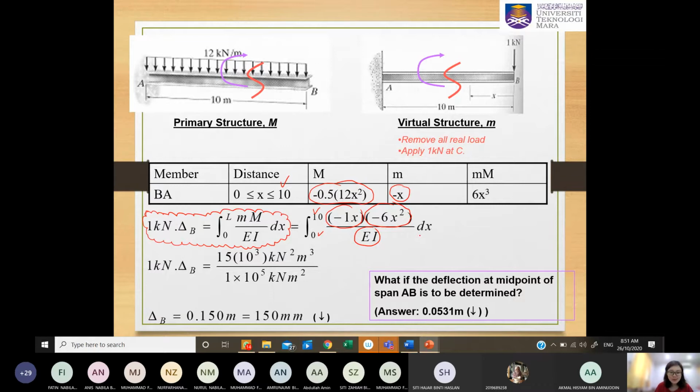delta. Can you help me to try on your calculator whether you can get this 15 power 3? This EI can be put outside of this integration. Meaning that the EI is outside, and then you have 0 to 10, and then you have negative x and minus negative 6x squared. Or you can directly put this as a 6x cubed into your calculator. Can you help me to do that? I will be doing the same thing now.